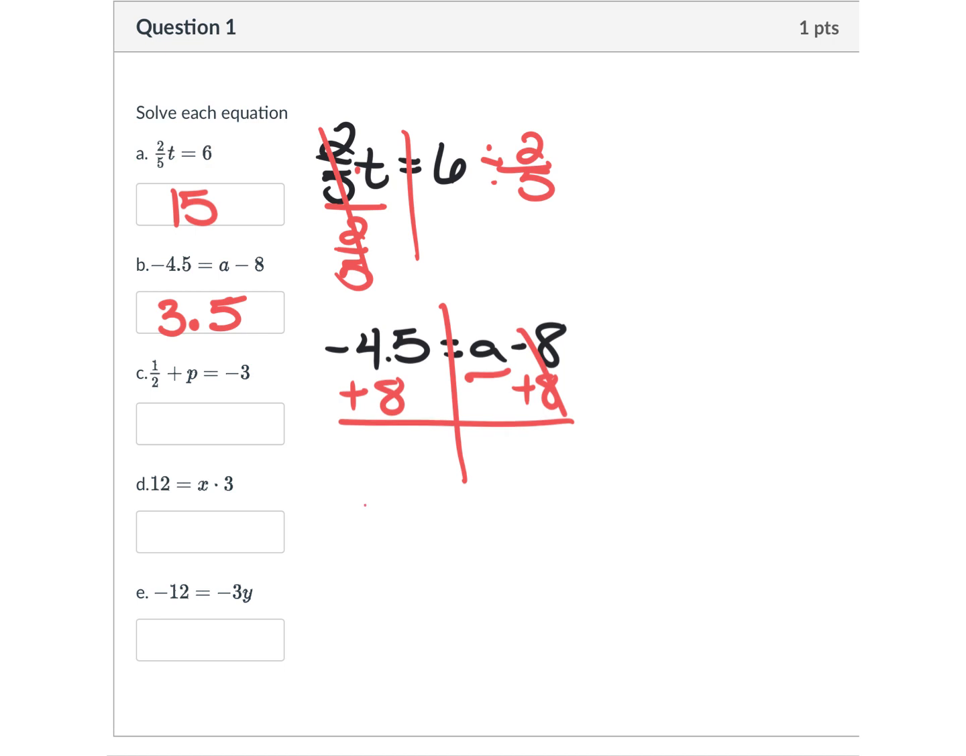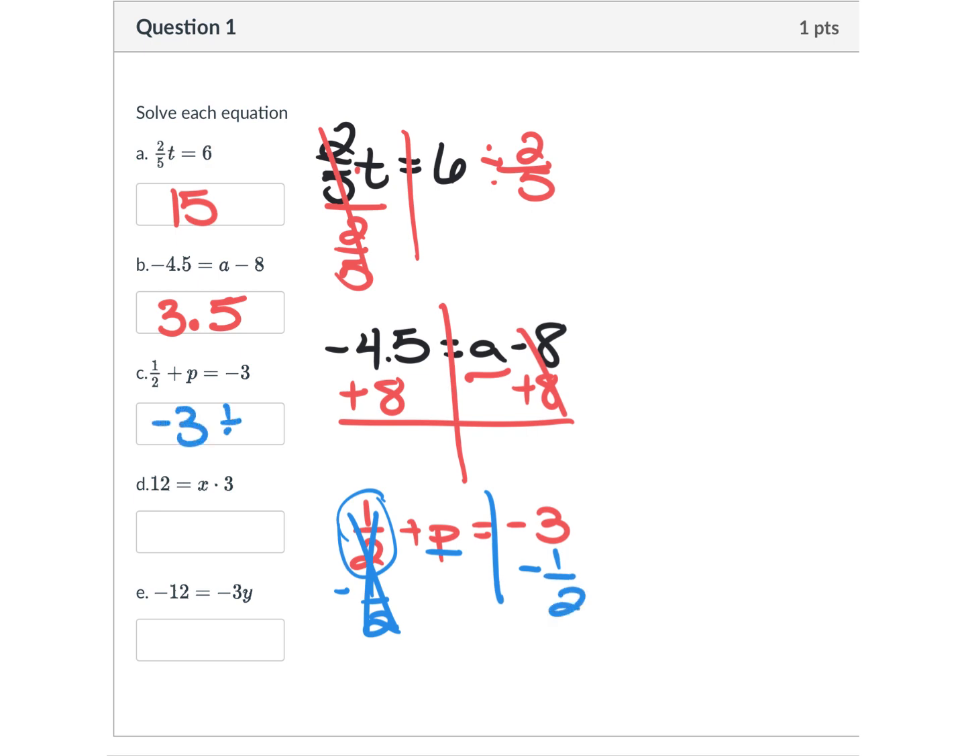Okay, next one, 1/2 plus p equals negative 3. So we want to get p by itself, so we need to get rid of this 1/2. To get rid of a positive 1/2, we're going to subtract 1/2. That goes away. Negative 3 minus 1/2 is negative 3 and 1/2, or negative 3.5.